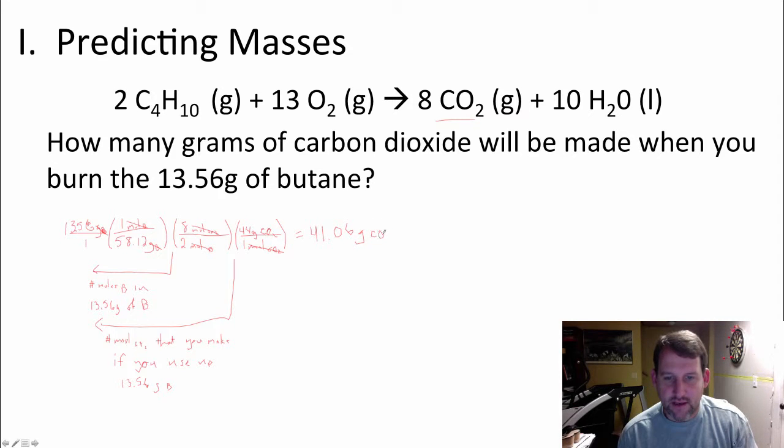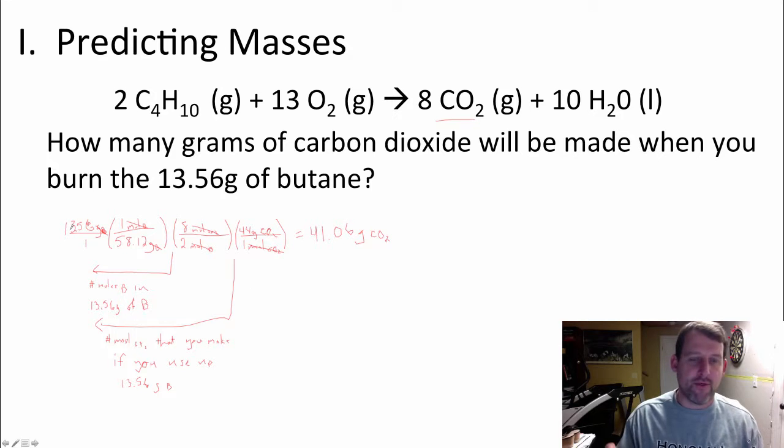Now here's the killer. My pen's not working again. So this 41.06 grams, this is the mass of CO2 that you will make if you use up all 13.56 grams. That last statement is so key. All these statements here are how you show you understand stoichiometry.